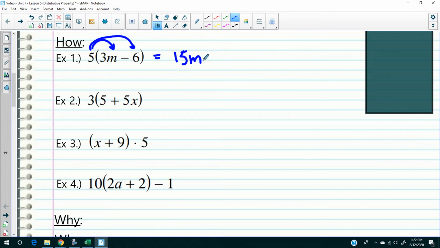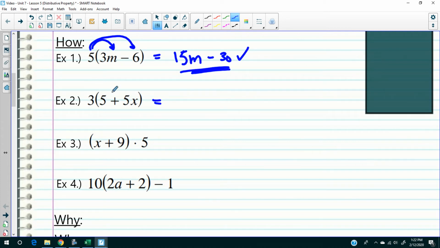Likewise, here we got subtract. What's 5 times 6? That's right, 30. And that's it. This is as simple as it gets, meaning as simplified as it gets. There's nothing more to this.